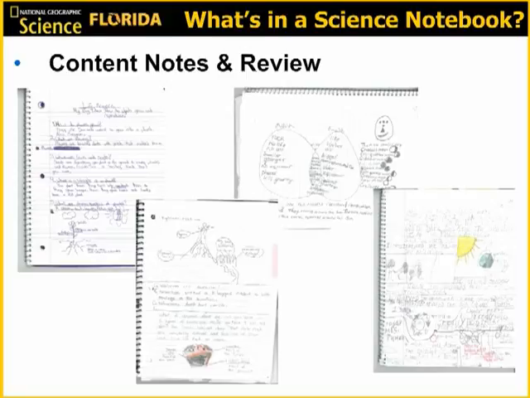The third element, content notes and review, mostly relates to grades 2 through 5 students. Students should be encouraged to jot down notes from each lesson in their science notebook. Let them know how they can include graphic organizers, charts, lists, questions, and sketches. In your teacher's editions, suggestions for note-taking appears at point of use.